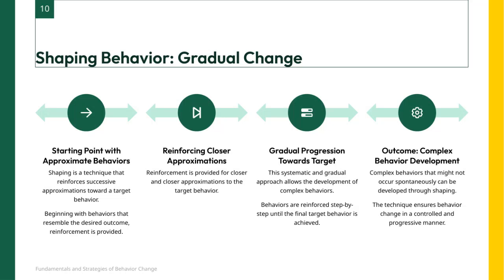When shaping behavior, we begin by identifying behaviors that are close to the desired outcome. These initial behaviors or approximations are reinforced to encourage progress. As the individual demonstrates actions that more closely resemble the target behavior, reinforcement is given for these closer approximations, gradually guiding them forward. This step-by-step process continues systematically, allowing complex behaviors to develop over time. Ultimately, shaping enables us to cultivate behaviors that might not happen naturally, ensuring behavior change happens in a controlled and progressive way.